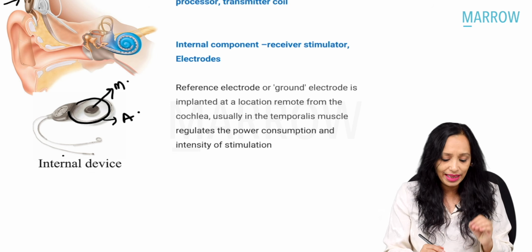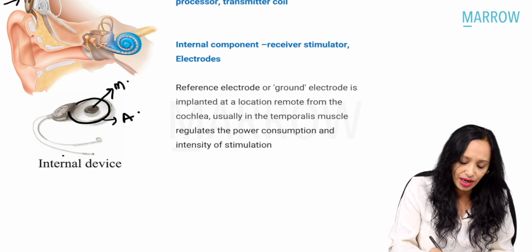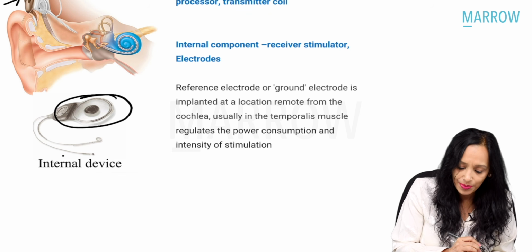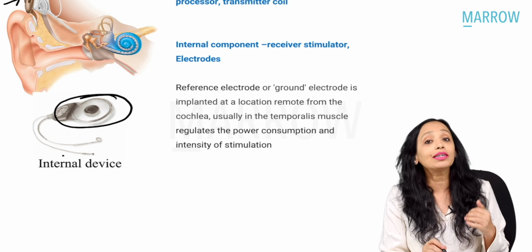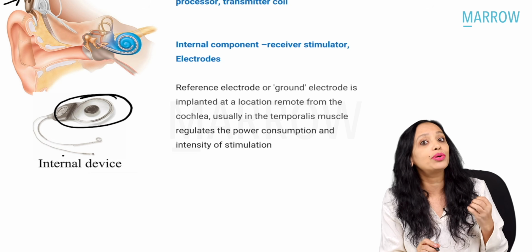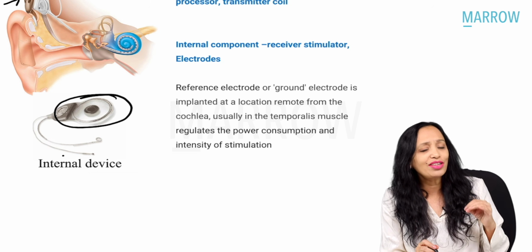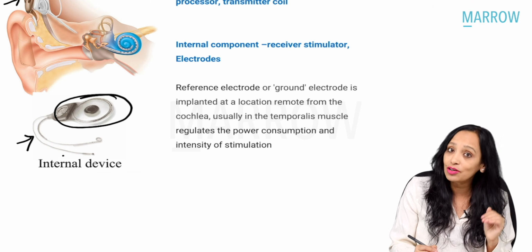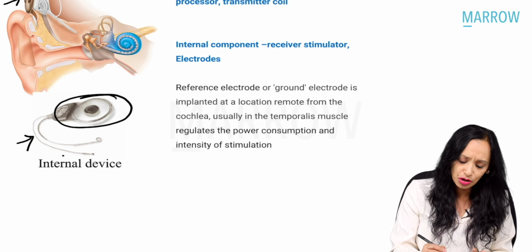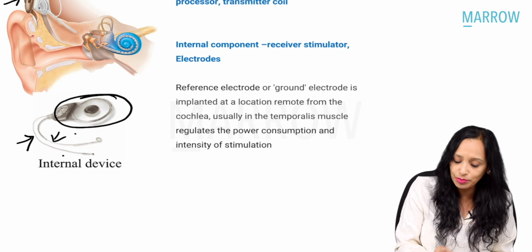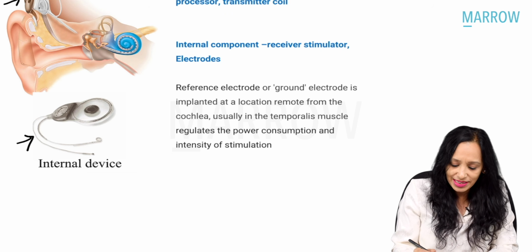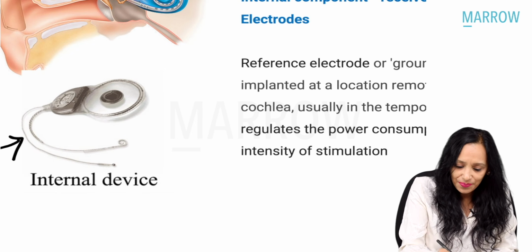Okay, so now in the internal component, we know we have the receiver stimulator. This whole is the receiver stimulator, and this receiver stimulator converts the digital signals into electrical impulses, which are then transmitted to the electrodes. So which means that the next part of the internal component is the electrodes. So what are these electrodes? We are seeing two types of electrodes here. Yes, one of them, the one that you can see, is curled up like this.